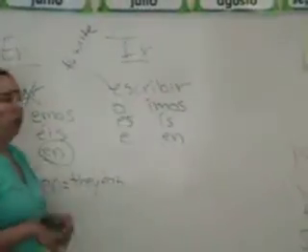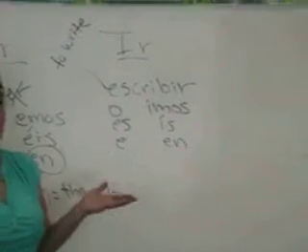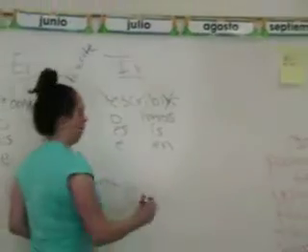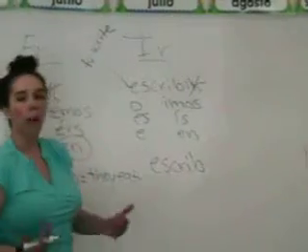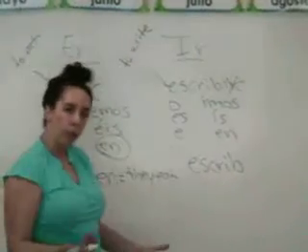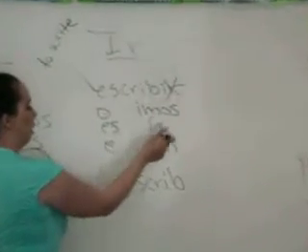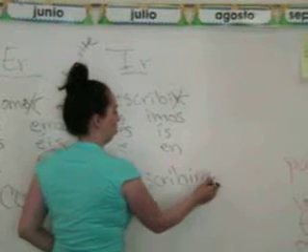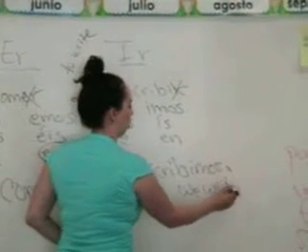For escribir, escribir means to write. So what if we wanted to say we write our pen pal every month? Well, step 1, take off the infinitive. We're left with this. But what ending would we add for we write? Well, let's go back to the order. I, you, he, she, we, y'all, they. Imos. Escribimos is saying we write.